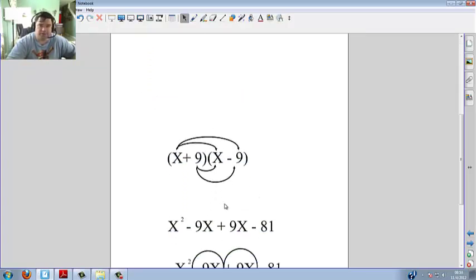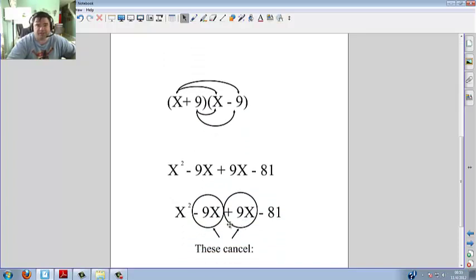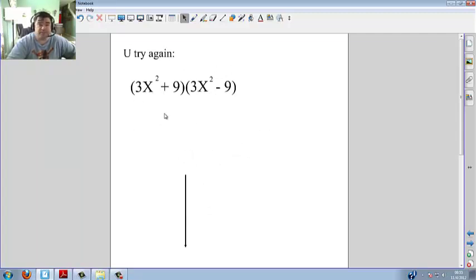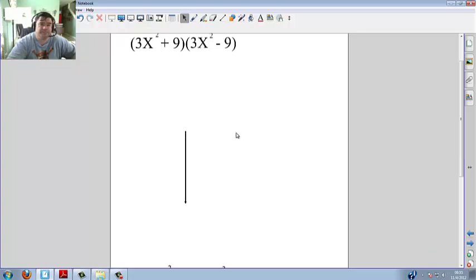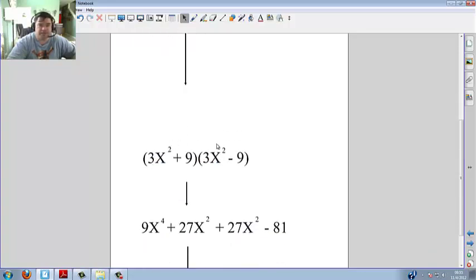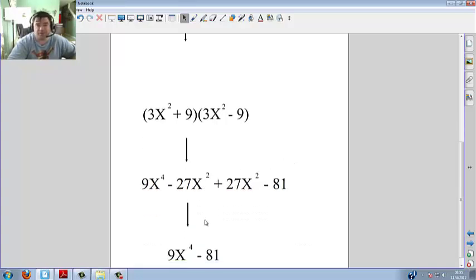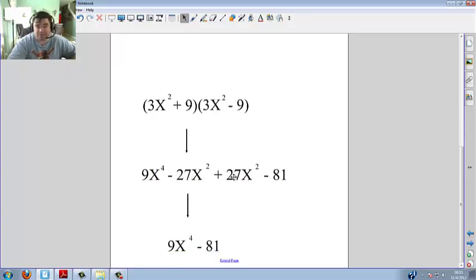Notice when you work them out, you're going to get a minus 9x and a positive 9x. These cancel, leaving just your x squared minus 81. You try again. Bigger number, but you'll be fine. Go ahead. Notice here, as these guys multiply, we have a middle now, but what this middle should be, pardon me, this should be a negative 27x, not a positive. So negative 27x squared. And these are going to cancel out, leaving 9 to the x to the fourth minus 81.